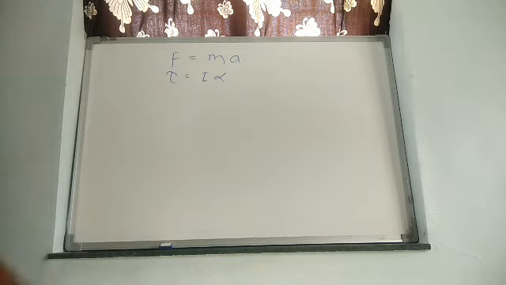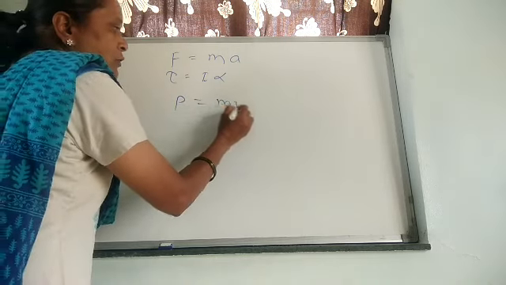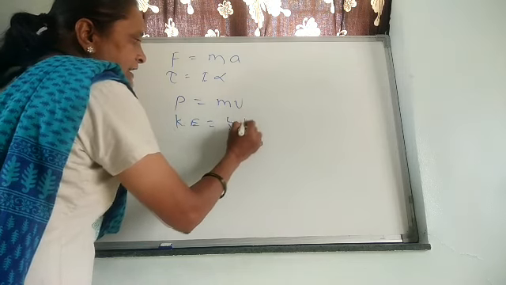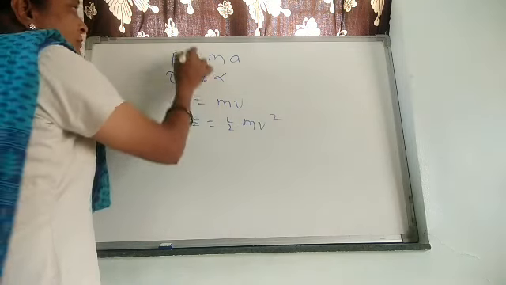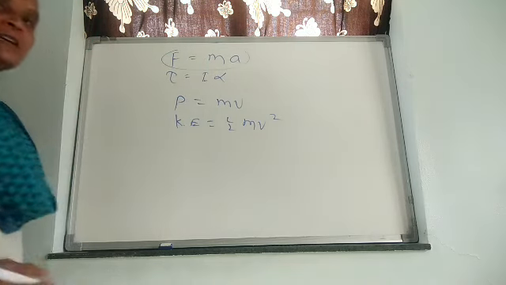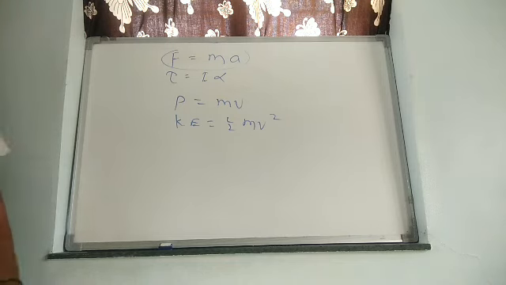Here, as we know, the expression for force is F is equal to ma, the expression for linear momentum p is equal to mv, and the expression for linear kinetic energy is 1/2 mv square. In these equations, force, momentum, and kinetic energy, there is one common term, that is mass. Therefore, we need a replacement of the term mass.